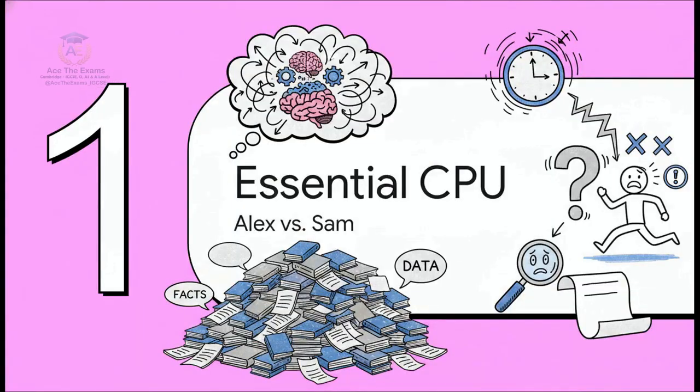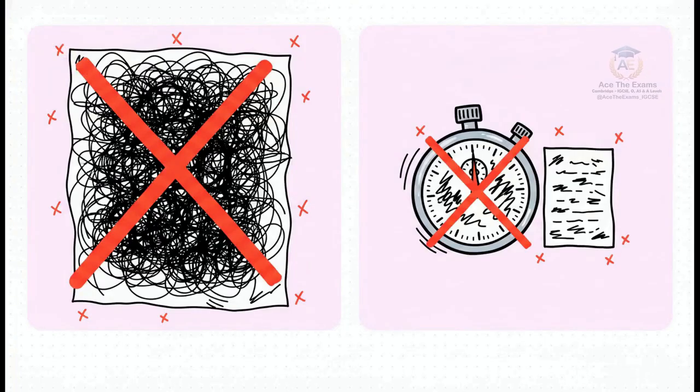Section 1. Essential CPU architecture. The challenge: Alex versus Sam. We're going to start by looking at a real challenge facing two typical students who represent the two most common traps candidates fall into. Okay, check out their flawed answers side by side.